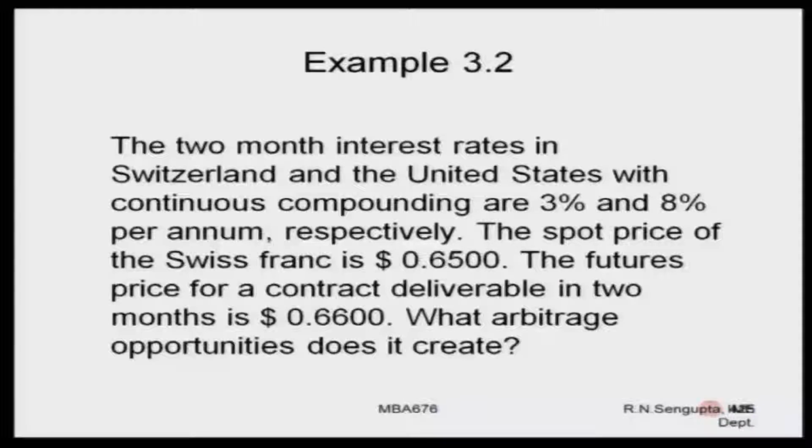In case you change your position and go to the other country, the corresponding values are calculated simply. The spot now would be 1 by 0.65 and the futures value would be 1 by 0.66. The time duration remains exactly 2 months, which is 2 by 12, but now R and R star would just be reversed. So, if in the first case it was 3% and 8%, now it will be 8% and 3%, depending on how you look at the situation.